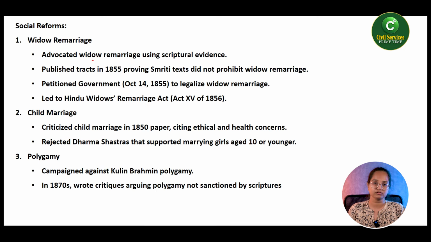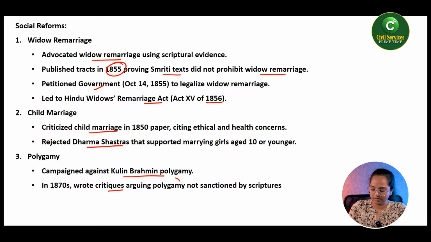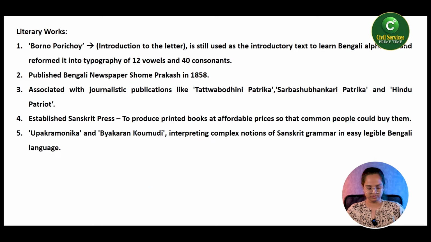Now, coming to his social reforms, he advocated widow remarriage. He published tracts in 1855 proving that Smriti texts did not prohibit widows' remarriage. He also petitioned the government to legalize widow remarriage, which led to the Hindu Widows' Remarriage Act in 1856. He also criticized child marriage and rejected Dharma Shastras. He campaigned against Kulin Brahmin polygamy, and he also wrote critiques in the 1870s arguing that polygamy is not sanctioned by scriptures.